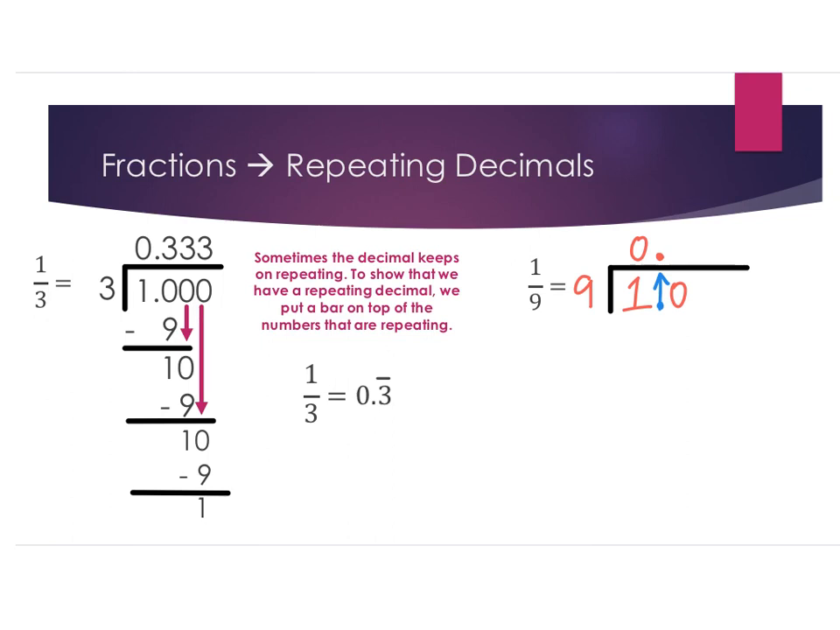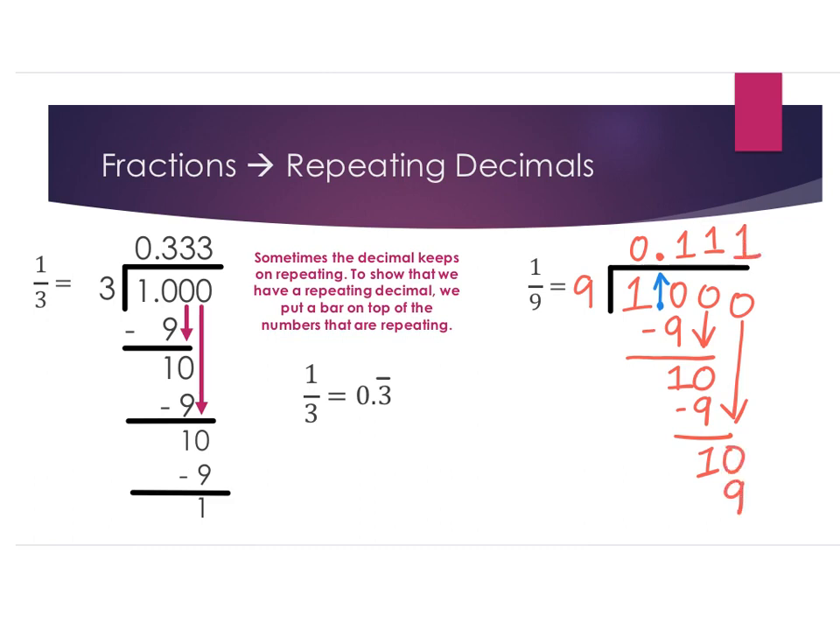So can 9 go into 10? Yes. How many times? 1 times. 1 times 9 is 9. 10 minus 9 is 1. I'm going to add another 0 and bring it down. Can 9 go into 10? Yes, it can. 1 time. 1 times 9 is 9. 10 minus 9 is 1. I'm going to add another 0, bring it down. Can 9 go into 10? 1 time. 1 times 9 is, okay.